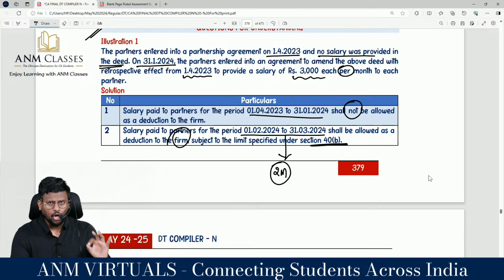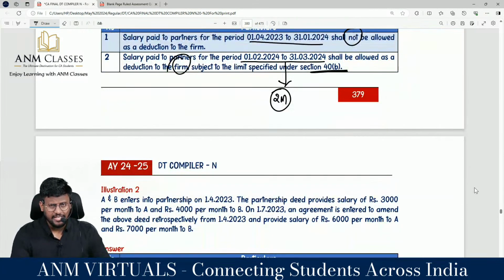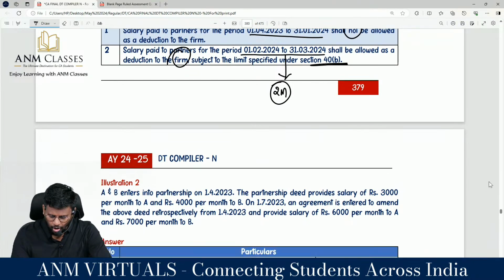That means in order to claim remuneration as an expense, 3 conditions should be satisfied. PWD condition: the period should be after the partnership deed date. W stands for that the remuneration should be paid to a working partner, and it should be authorized in the deed.